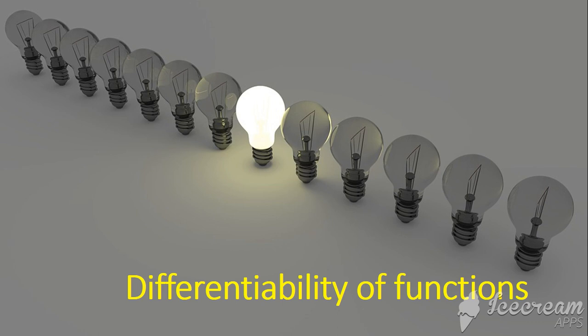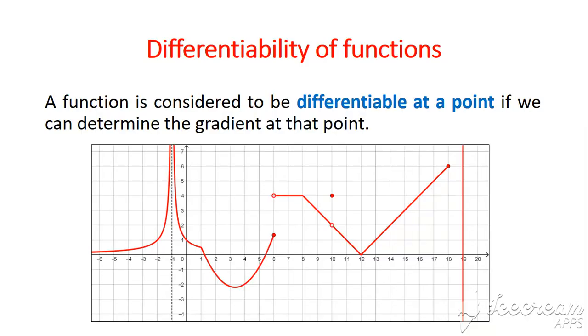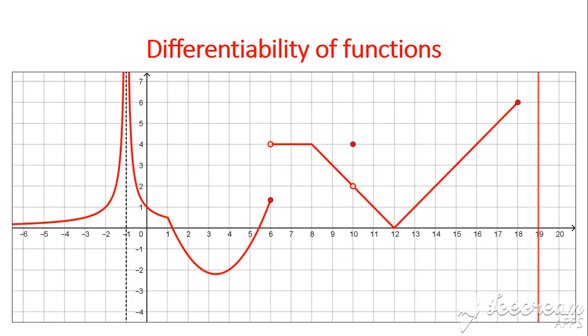In this video, we're going to look at the differentiability of functions. A function is considered to be differentiable at a point if we can determine the gradient at that point. We're going to go through a whole lot of examples and features that we are using this graph for to show you when a function cannot be differentiated. It is not differentiable, and therefore we cannot determine a gradient at that point.